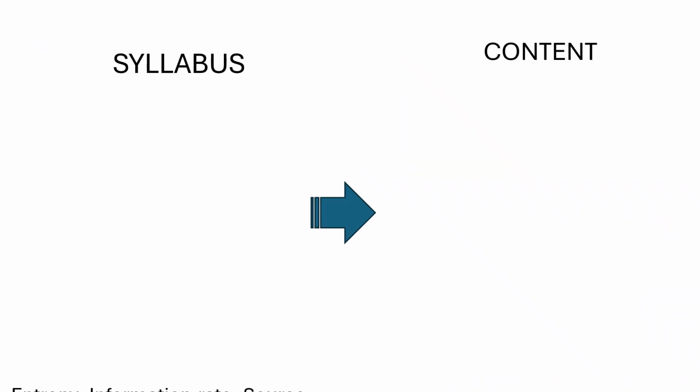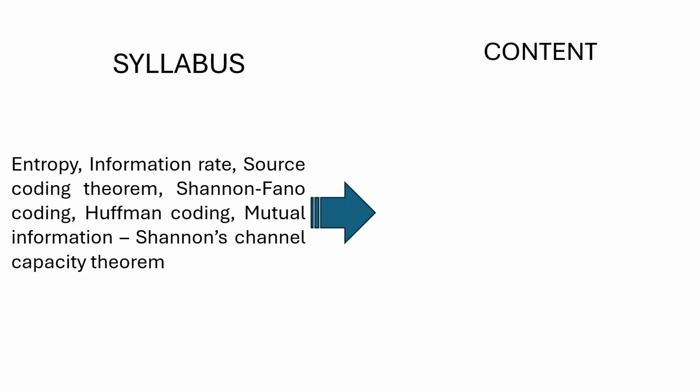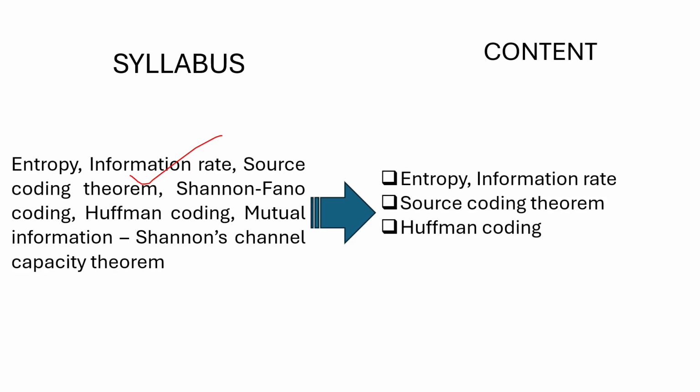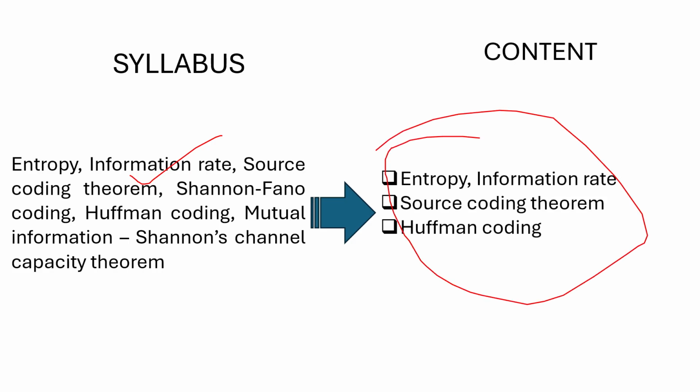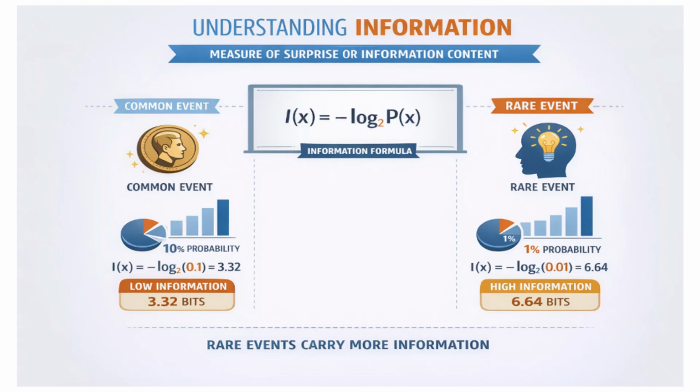So let's start. So here is the syllabus for your final unit. Basically this is related to information theory, right? And in this session particularly we are going to cover all these three topics. The remaining topics we will cover in another session.